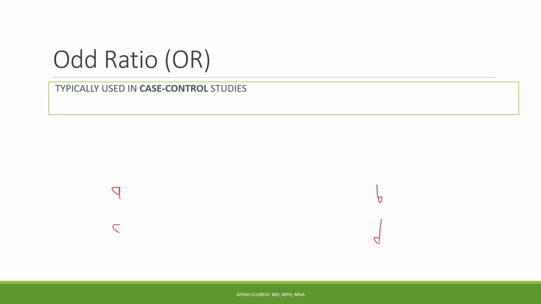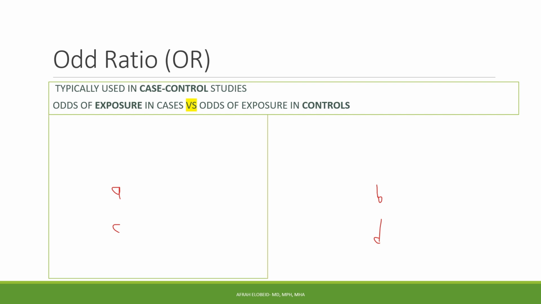Case control, that means we have the cases from the beginning. We know we have cancer patients and non-cancer patients. These are the cases and the controls. So the odds of exposure in cases, that means the smoking in cancer patients, versus the odds of the exposure in controls, which is the smoking in non-cancer patients, is literally the odd ratio. So the odd ratio is getting the odds of the cases and dividing by the odds of the controls, and that's what's basically called the odd ratio.